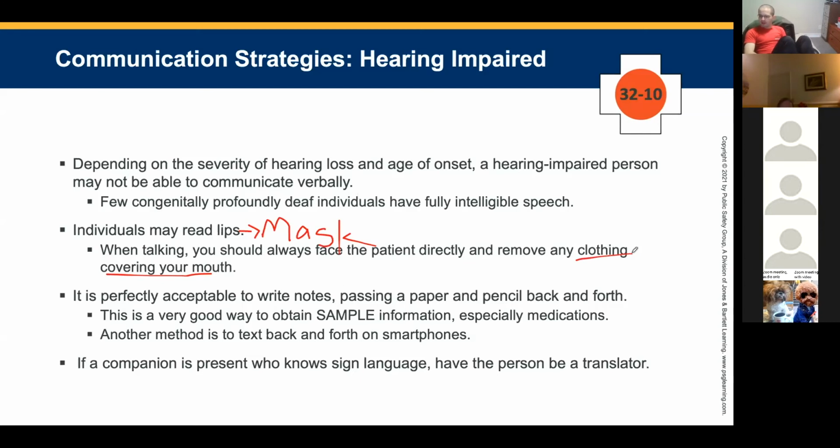It is perfectly acceptable to write notes, passing a paper and pencil back and forth. This is a very good way to obtain sample information, especially medications. Another method is to text back and forth on smartphones. I will say, in today's technology-driven day and age, I like texting back and forth or using a phone to communicate. I can tell you, most people cannot read my handwriting, and I cannot read most other people's handwriting. So using a phone is a very good technique.